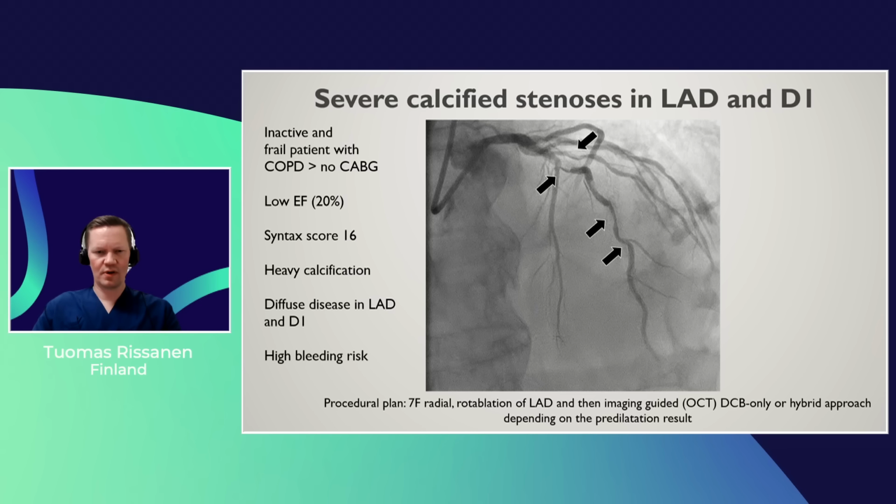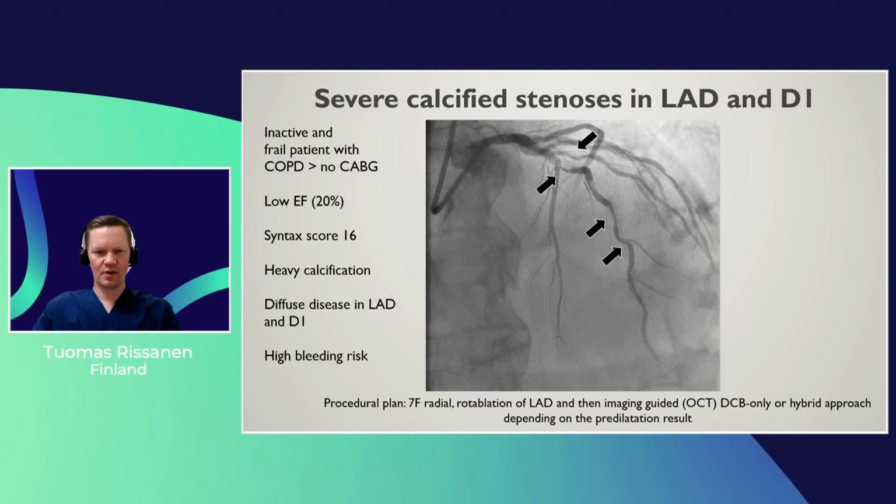The SYNTAX score actually didn't tell everything about the complexity of this lesion. There's heavy calcification and diffuse disease, and also, very importantly, there's high bleeding risk. So our plan was to use 7 French radial, do rotablation first, and then imaging-guided PCI using DCB only or the hybrid approach, depending on the predilatation result.